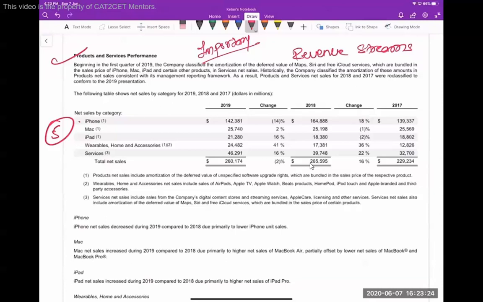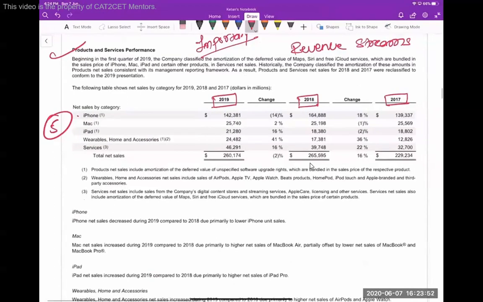Now we can see there is a comparison between 2017 and 2018, and between 2018 and 2019. We can understand the sales going up, the sales going down. Now, this is something eye-catching. Look at iPhone, $164,000 million. This is what they've earned, and here you see a 14% decrease. This is something, a question mark, that why did it happen?